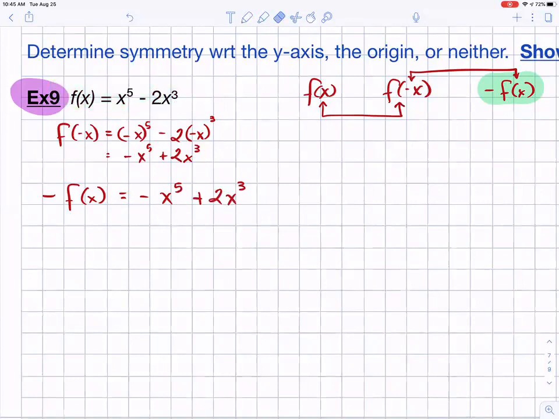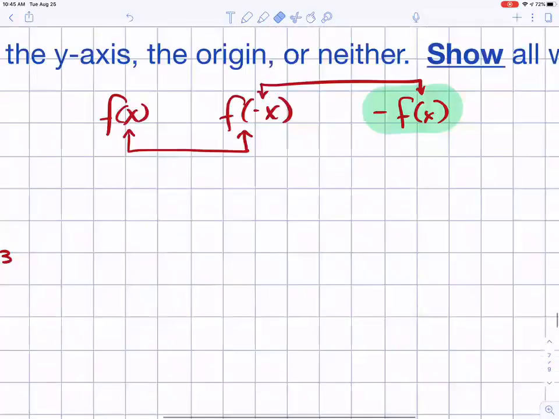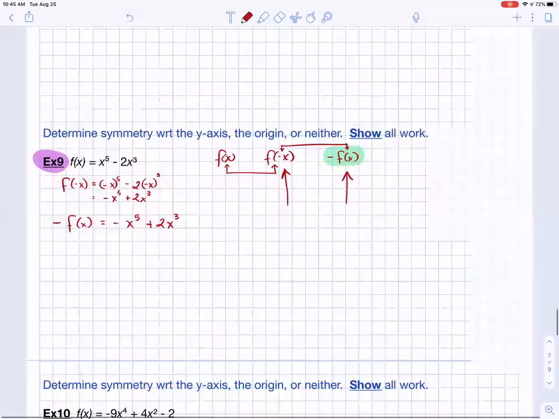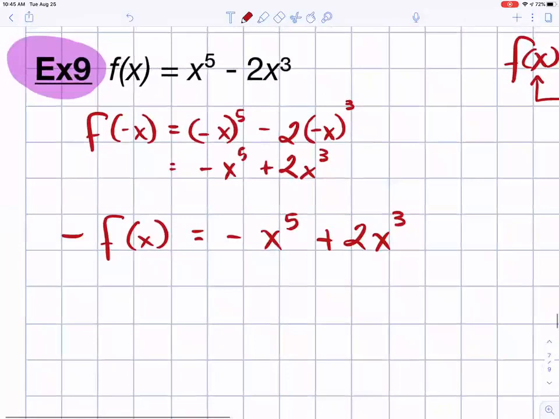Now, look at your test again. Compare f of negative x, that was the first thing we did work to find, to the opposite original step. Are they the same? Yeah, here's the first piece that I found. Here's the second piece I found. They are exactly the same. Okay, so what's my answer?